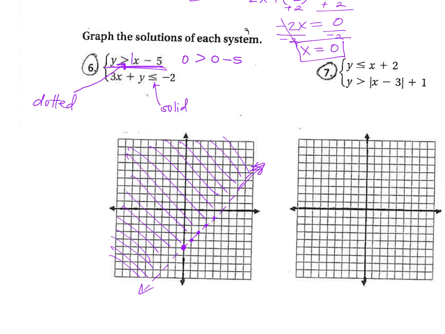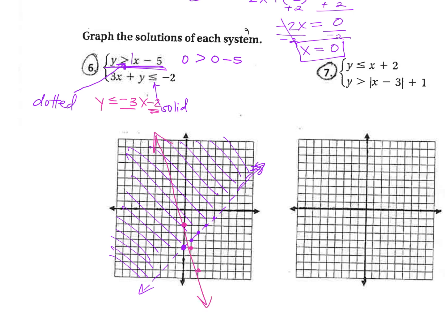Okay, your second one, I would put it into slope-intercept form. You could do the cover-up method. You could do the intercepts. I just don't think it lays out quite as nicely, but you can. So if we rearrange, y is less than or equal to negative 3x minus 2. So you're going to plot a negative 2, down 2. And then the slope is negative 3. So down 3 over 1, down 3 over 1. That's a solid line.